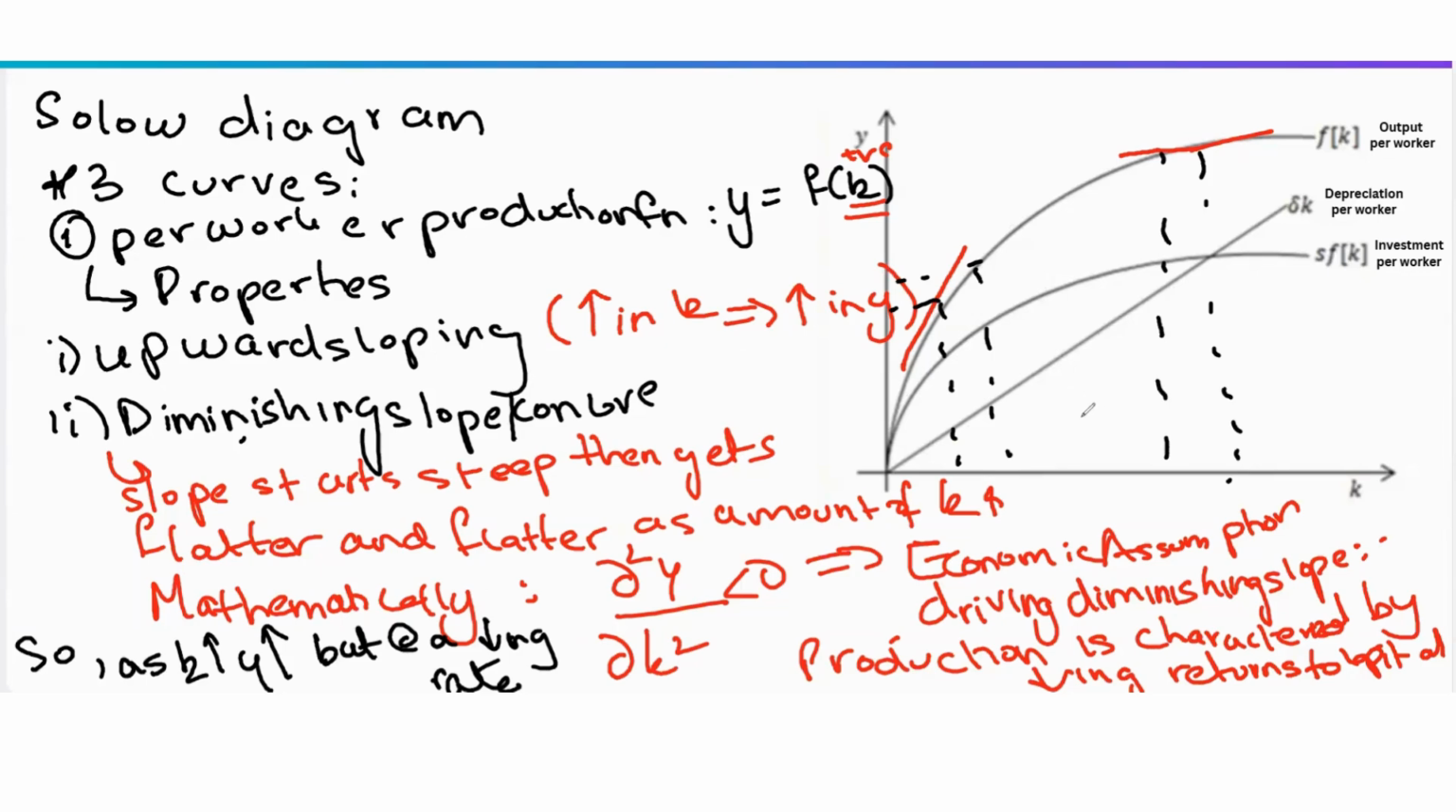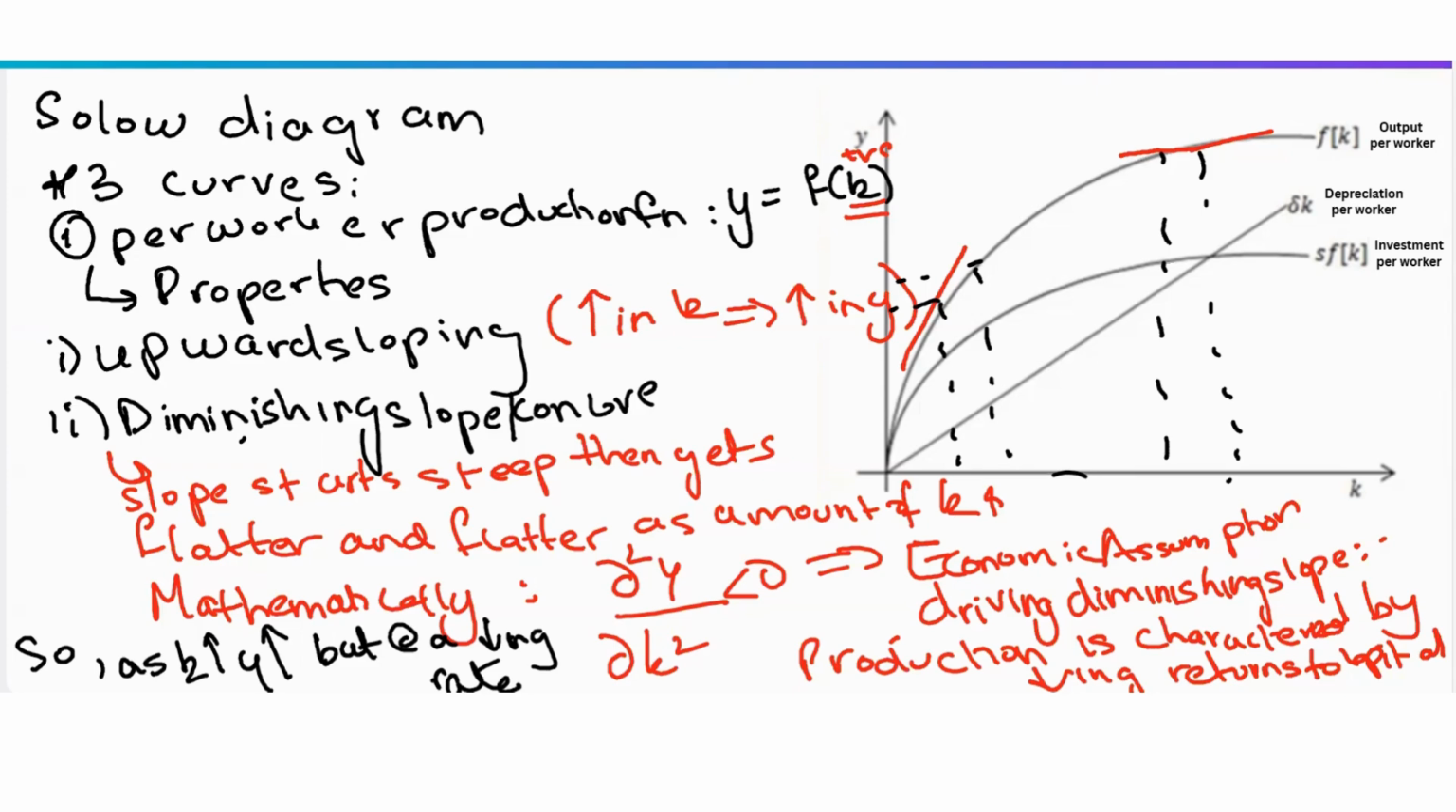So the per worker production function is upward sloping, which means that as capital per worker increases, output per worker increases. Capital per worker is an input in output per worker, but this happens at a diminishing rate because we're assuming decreasing returns to capital. The more capital you keep adding with labor fixed, the smaller the increase in output, and that's how we draw it concave.